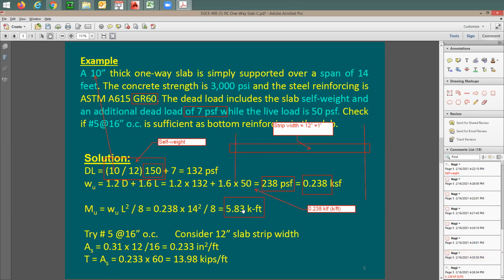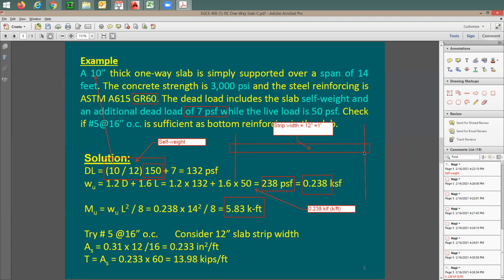Now you'd like to add reinforcing to take this force. So I'm going to try here number 5 at 16. That was recommended to me, so I need to try that. Say in this case, I'd like to take here a 12-inch slab strip. This is good. How much did they have as an AS?